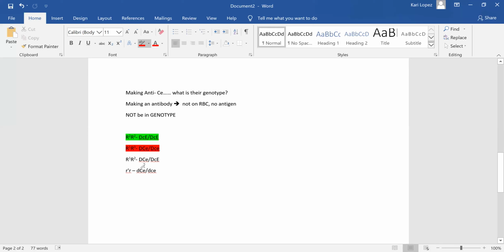Does the next one have a big C? Yes. And does it have a little e? Yes. So that one's out. Little R1, little r. Does that have a big C in it? Yes. Does it have a little e in it? Yes, on both sides. So those are out. So you know your correct answer is this R2, R2, the top one.